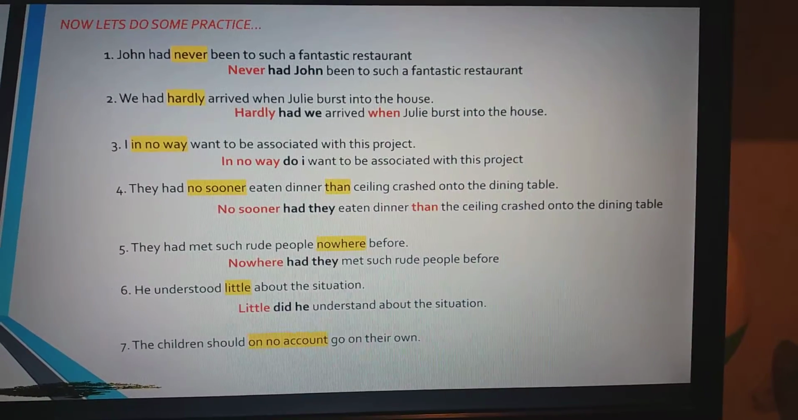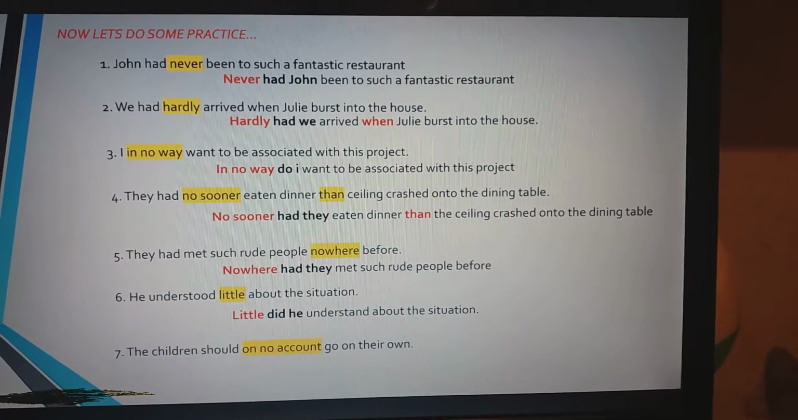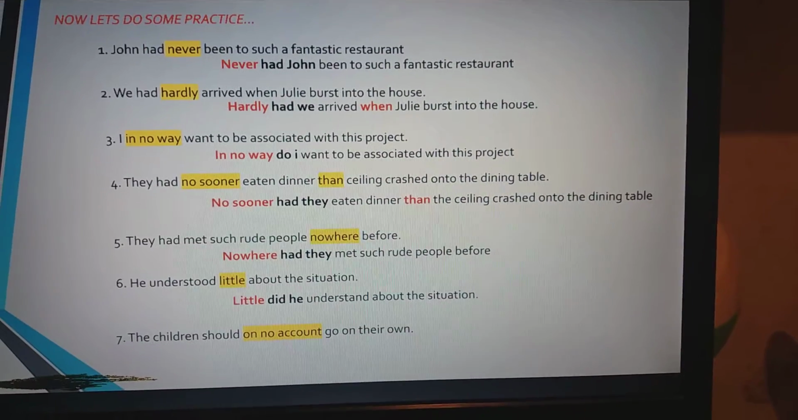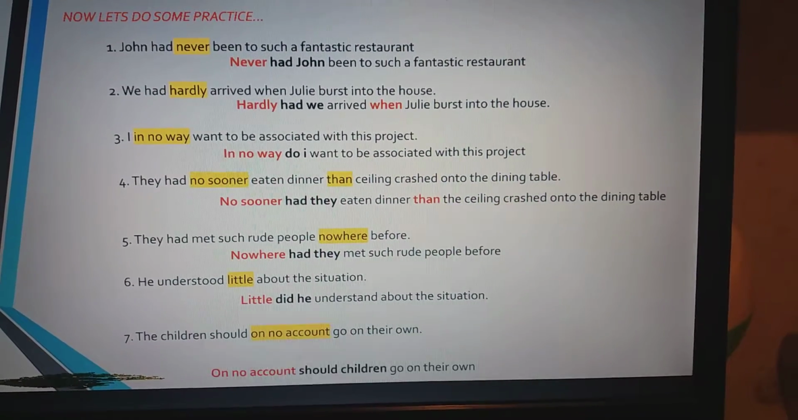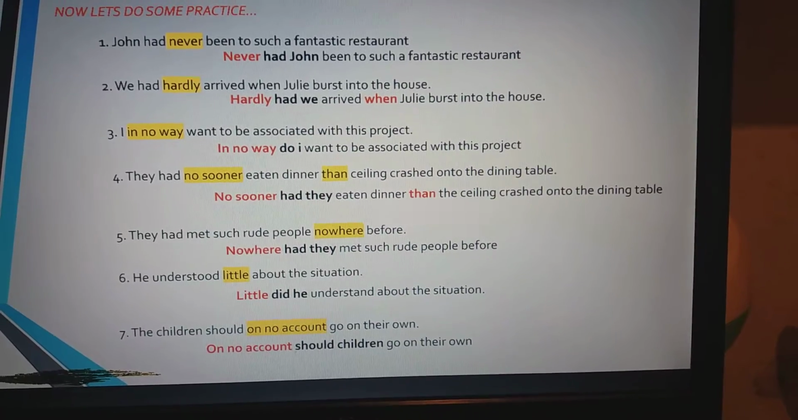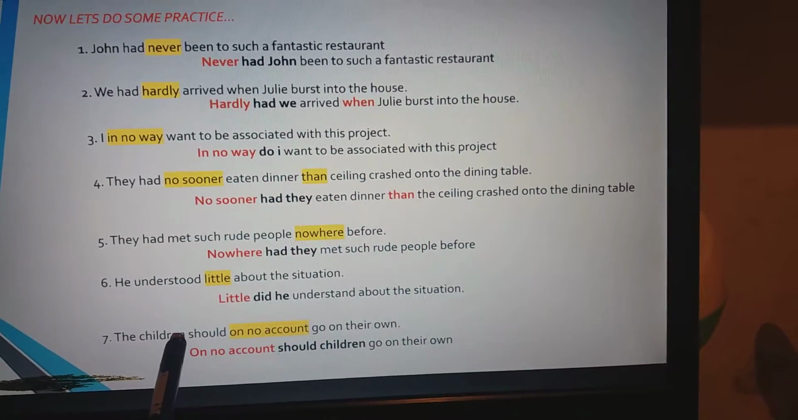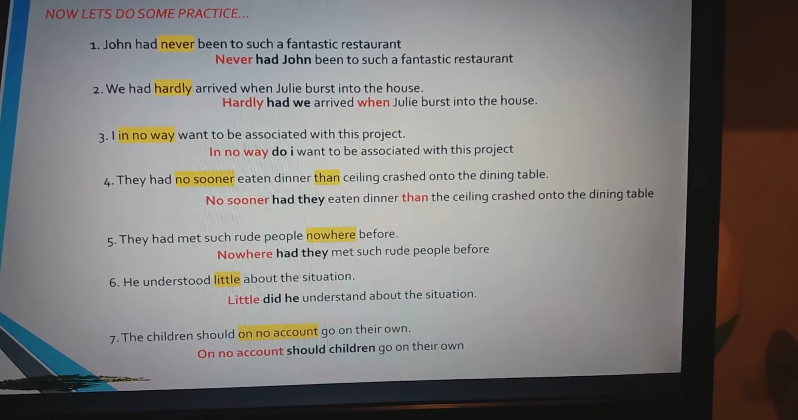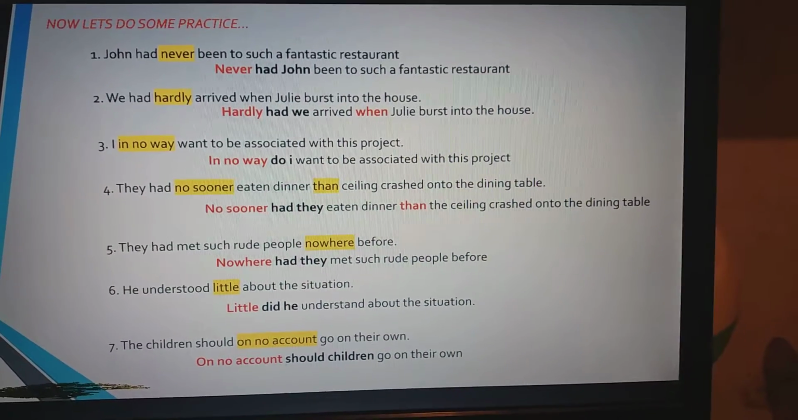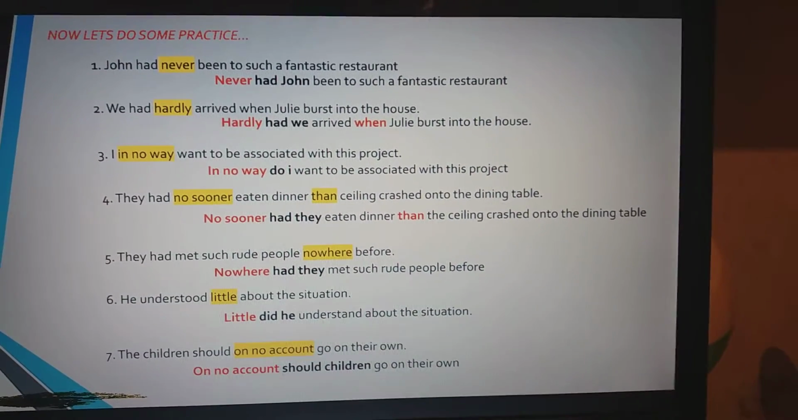The children should on no account go on their own. "On no account" is the expression. On no account should children go on their own. What do you think? Is it difficult?